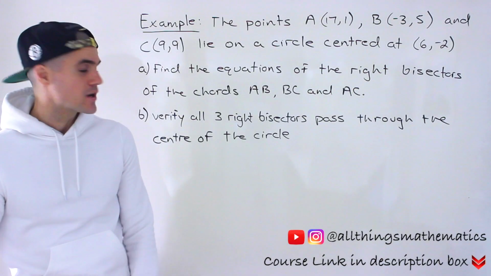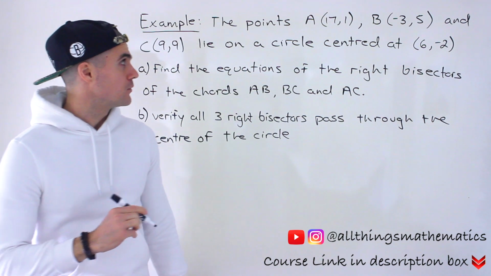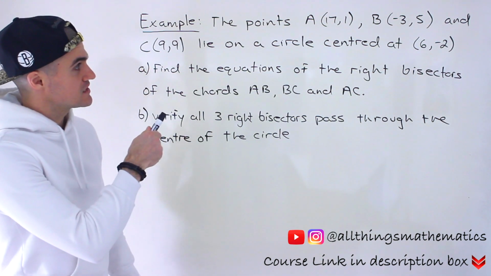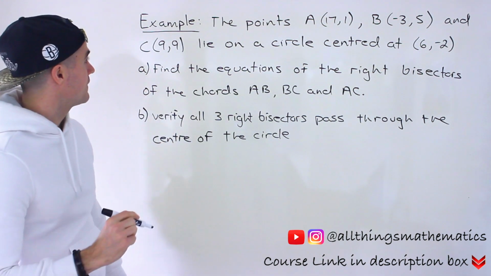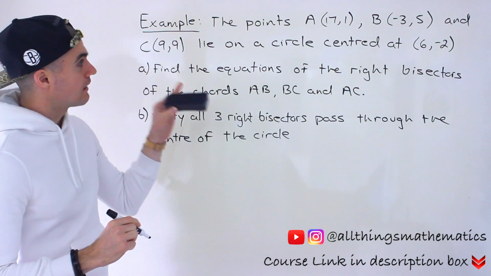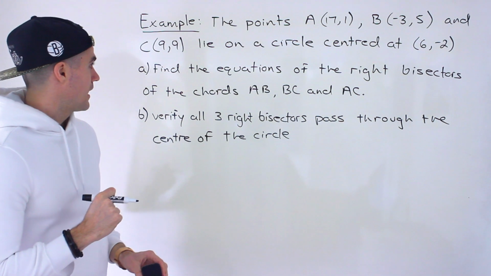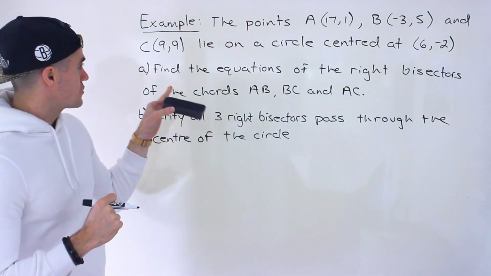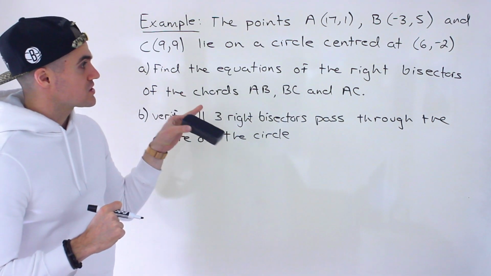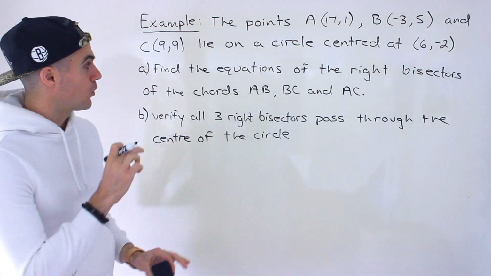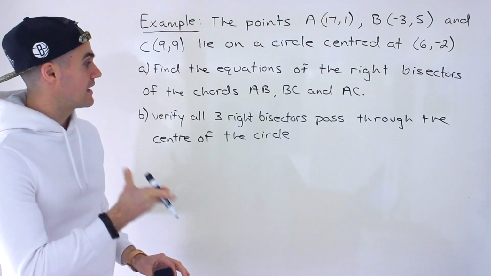Moving on to the next question dealing with circles. So we are told that the points A (17, 1), B (-3, 5), and C (9, 9) lie on a circle centered at (6, -2). And there are two parts to this scenario. In part A, we have to find the equations of the right bisectors of the chords AB, BC, and AC.